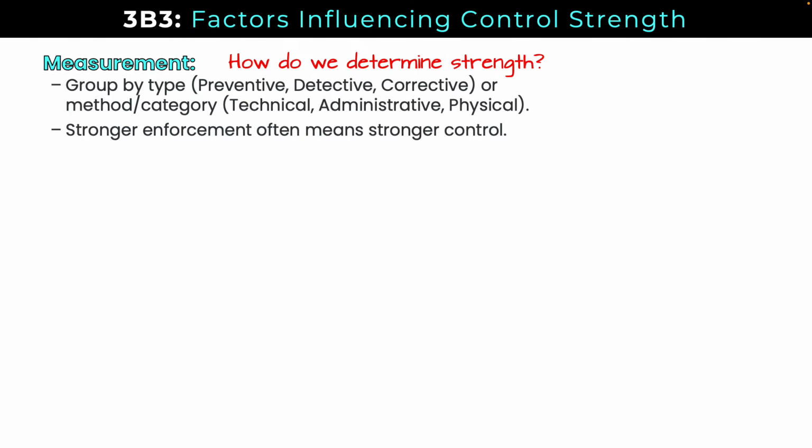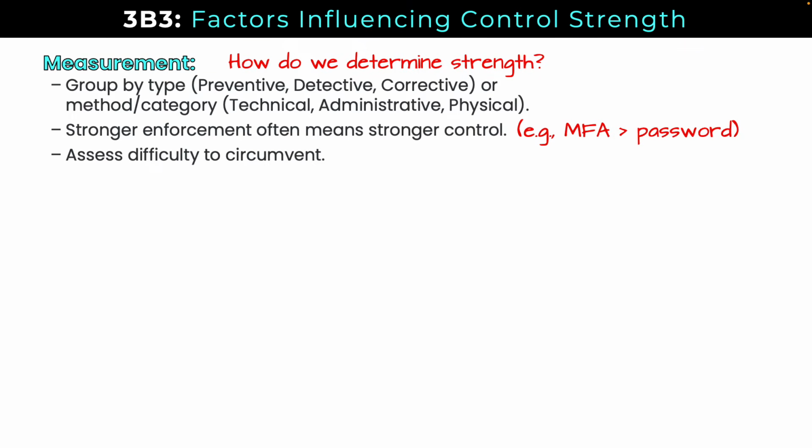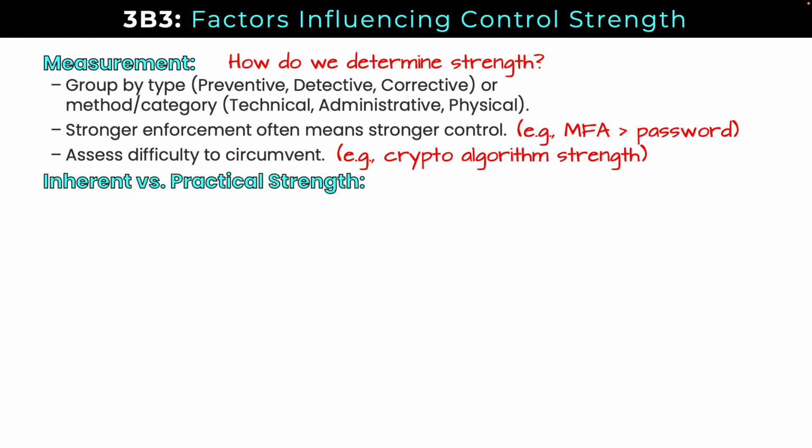Stronger enforcement, though, typically means stronger controls. So for example, MFA is stronger than password alone, right? We need to assess the difficulty to circumvent. So in the case of a cryptographic algorithm, we can go out and find industry data that gives us a lot of guidance on which algorithms are best. For example, we can look at the world of symmetric algorithms, bulk data encryption, and we see AES is the industry standard. And AES 256, for example, is used, at this time anyway, to protect the US government's top secret data. But we look at the inherent strength of a control versus its practical strength.